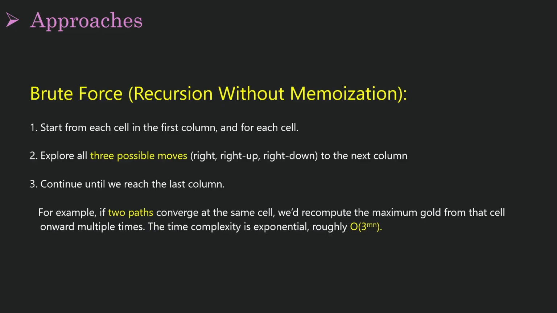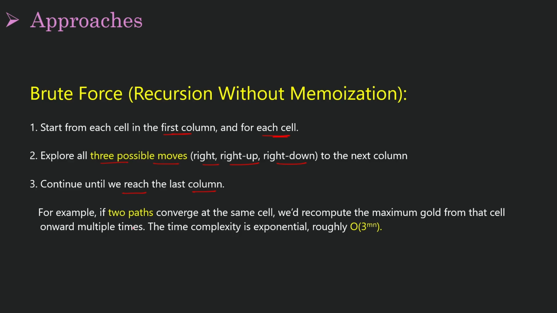Possible approaches. Let's think about how we might solve this problem. Here are a few approaches. Brute force, recursive approach. We can try every possible path recursively. Start from each cell in the first column, and for each cell, explore all 3 possible moves: right, right up, right down, to the next column, continuing until we reach the last column. At the end, we take the maximum gold collected across all paths.